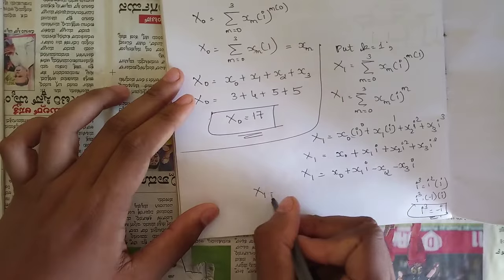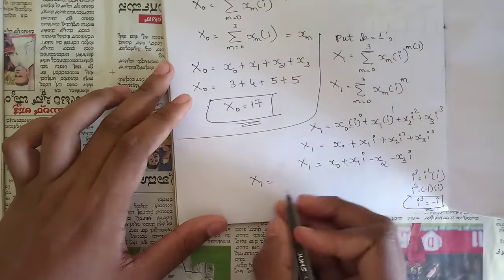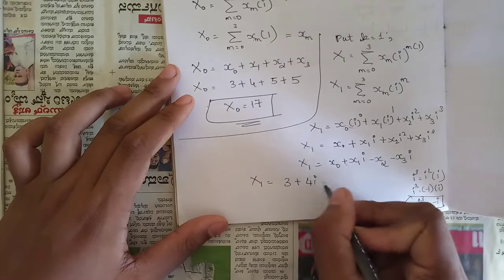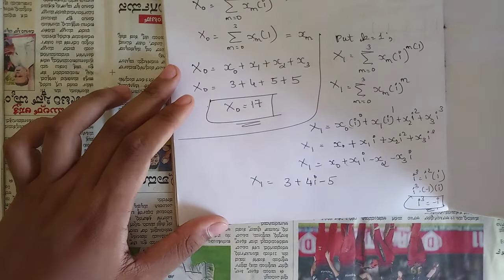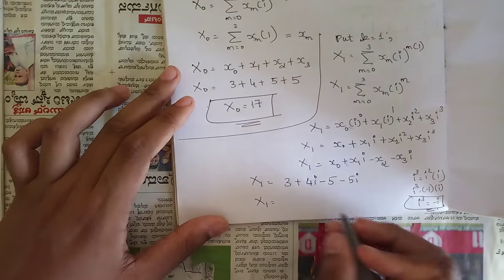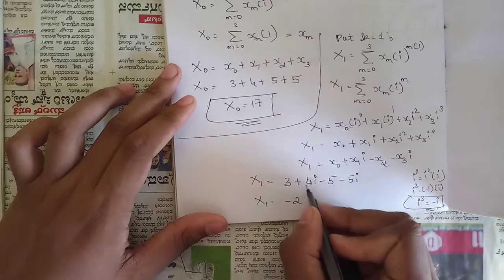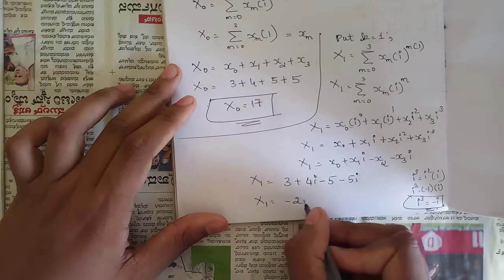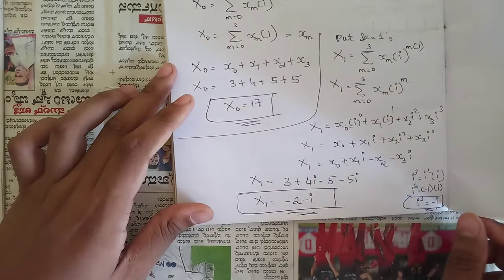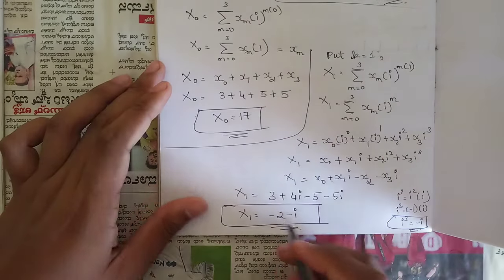So now again same thing, we need to substitute the values for x0, x1, x2 and x3. The value of x0 is 3 plus 4i minus 5 minus 5i. So the value of x1 we get is, first add the numbers, 3 minus 5 is minus 2, minus 4i minus 5i is equal to minus I. So this is the value we got for x1. So similarly put the values for k is equal to 2 and 3, then find the values for x2 and x3.